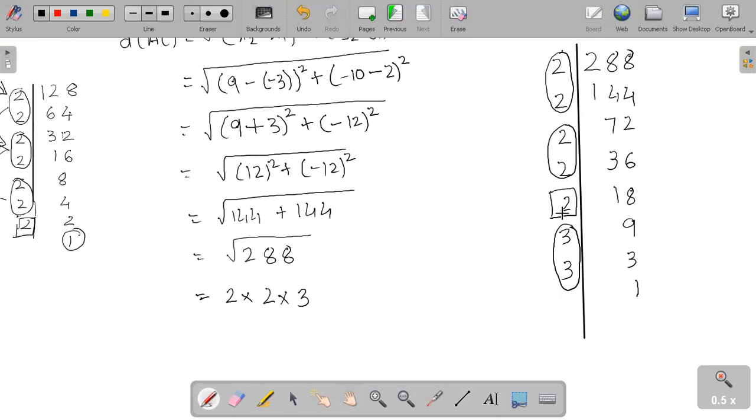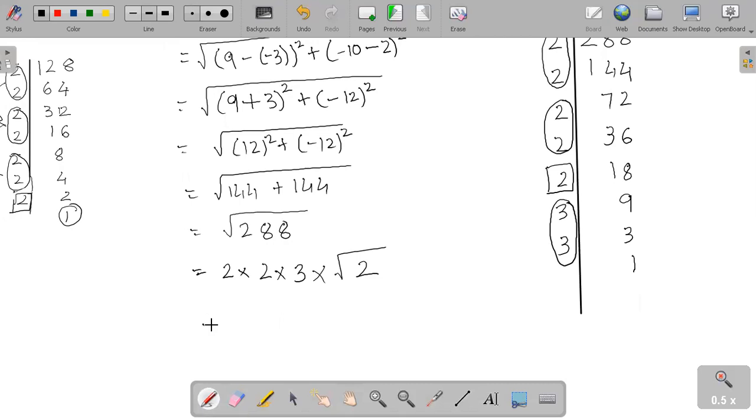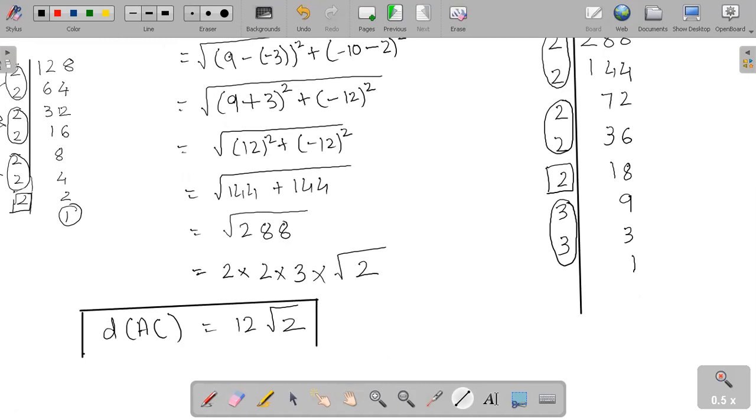So what we'll do when it is single, where do you put it? Put it in the root. Correct. So that was single, so I'll put it in the root. Now do the multiplication. So 2 into 2 is 4. 4 into 3 is 12. So this becomes 12 root 2. Is this clear? Okay. So this was the last distance, AC. That was 12 root 2. And this I'll number as 3.